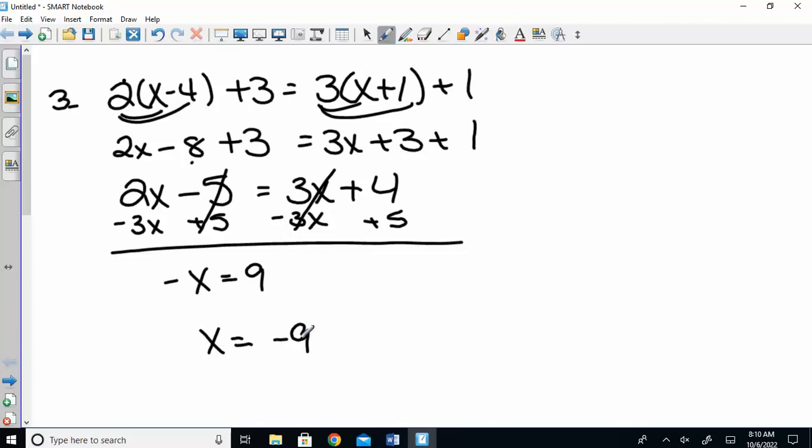On this one, I only made you identify the conditional, or the contradictions and identities, but remember, if you solve it and you get an actual number answer, then that is a conditional equation. Is that one okay?